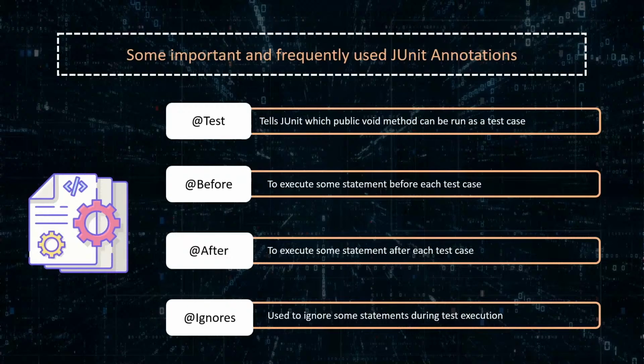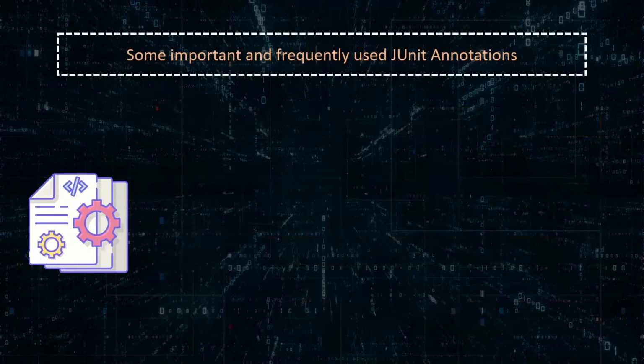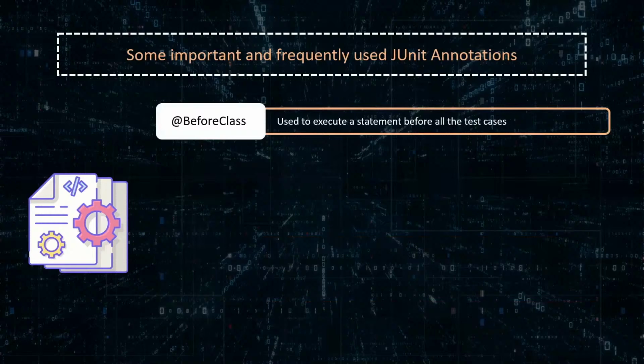So @Ignore, @After, @Before, and @Test. These are the four annotations which are used most of the time in your JUnit test cases. Right? Let's talk about them a bit more. Now @Before is used to execute some statements before any kind of test method executes. And @BeforeClass is used before even loading any test classes.